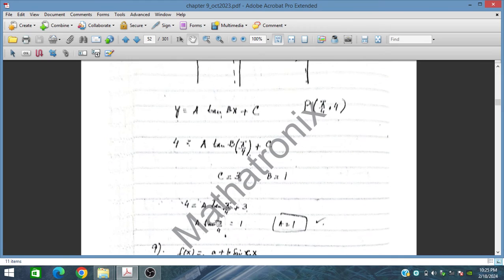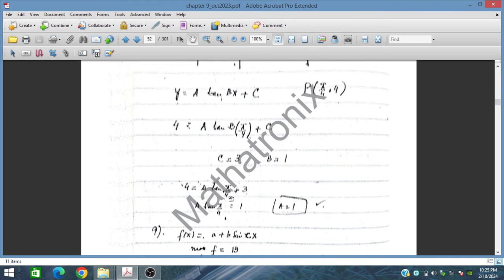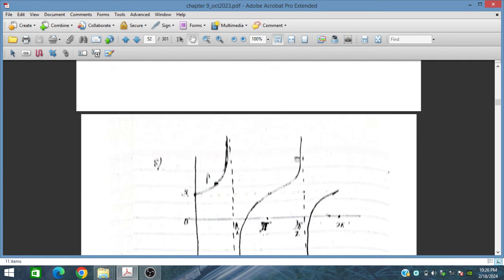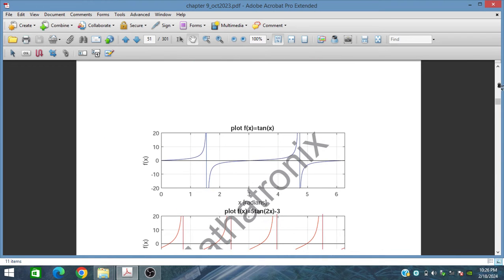So then this becomes 4 tangent pi by 4 plus 3. Tangent pi by 4 is 1, so this is 1, and 4 minus 3 is 1, so a is equal to 1. So this way a is obtained: a is 1, c is 3, b is equal to 1. So simply it can be read from the graph.